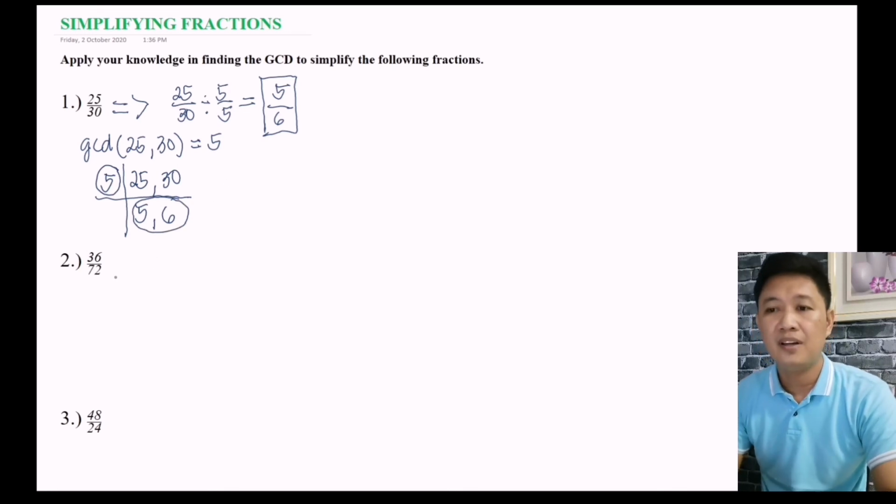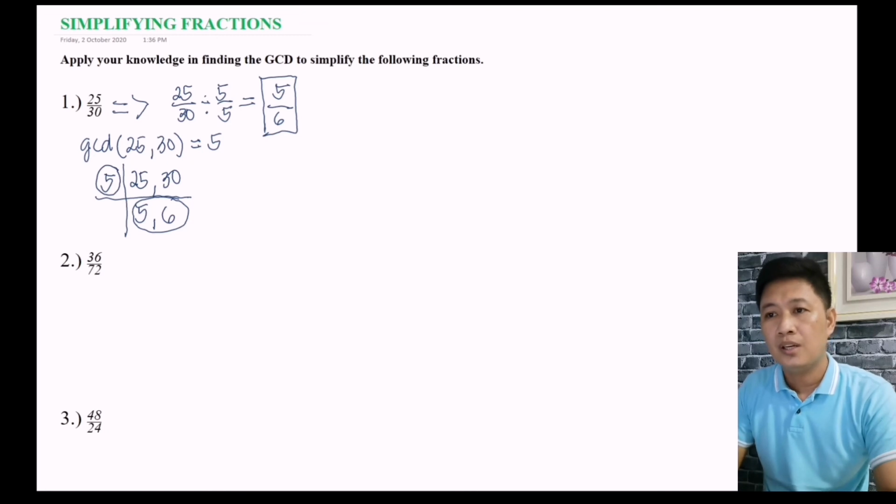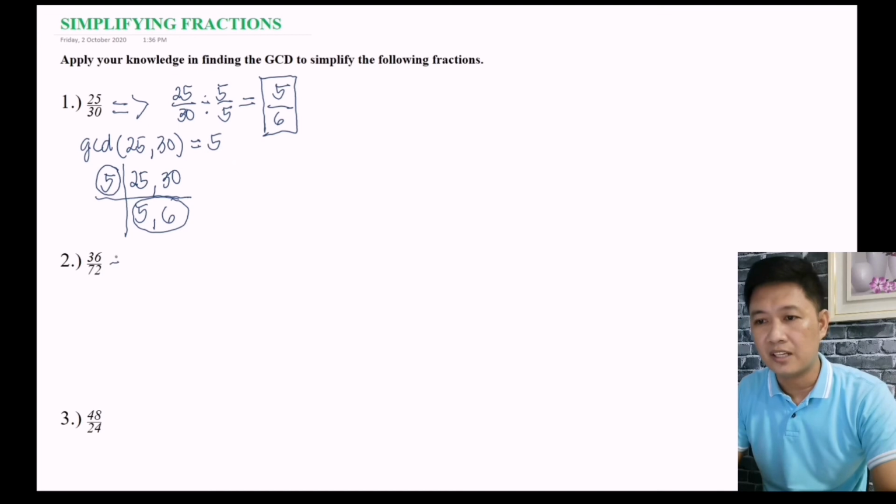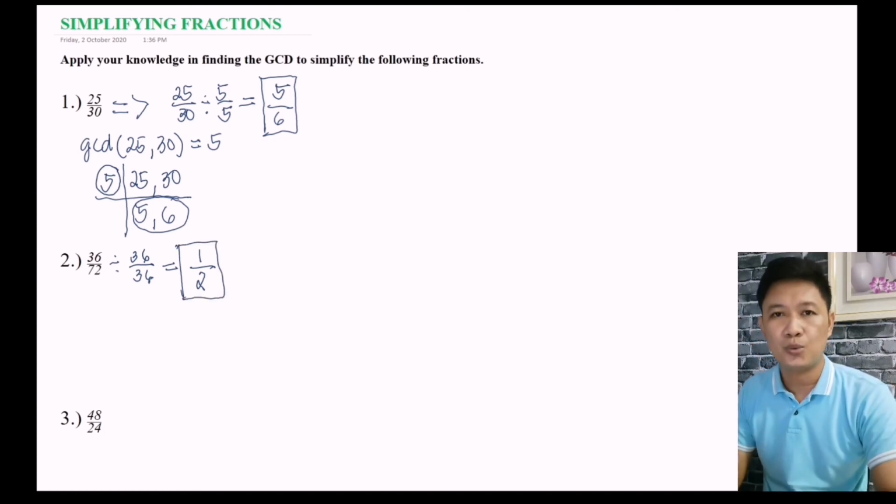Alright, let's have 36 and 72. Nasagot na ata natin tong 36 and 72 kanina. Okay, the GCD of 36 and 72 is 36. So therefore, pwede na natin i-divide ito diretso into 36 over 36. So this becomes now 36 divided by 36 is 1. And we know that 72 divided by 36 is 2. So therefore, the simplest form of 36 over 72 is 1/2. Alright, how about number 3?